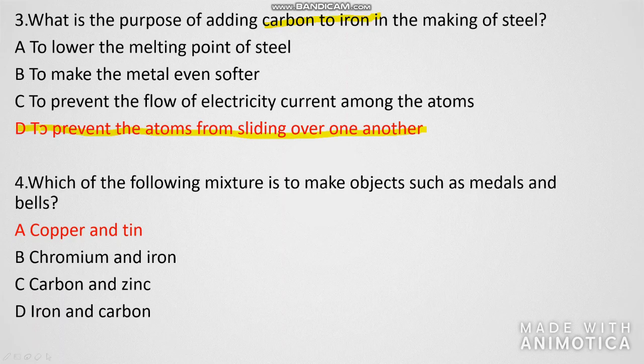Very straightforward question. Next, which of the following mixtures is to make objects such as medals and bells? Okay, anda perlu tahu apakah alloy yang digunakan untuk membuat medals, iaitu bronze. Bronze is made of, the major composition is 88% of copper and 12% of tin. So the answer is A, copper and tin. So you have to know which alloy is used to make objects such as medal. The answer is bronze. So we will choose A, copper and tin.